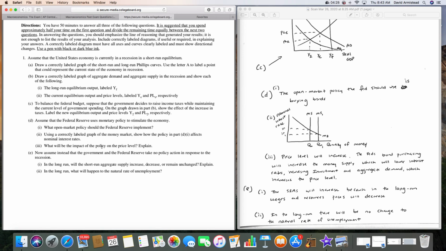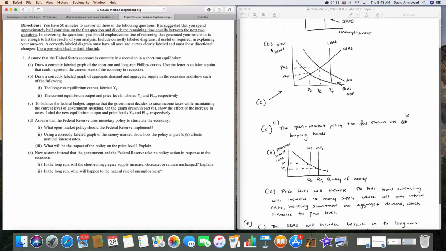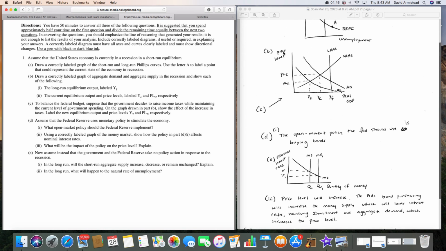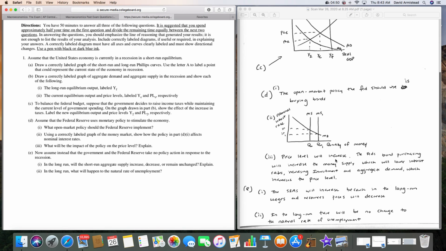What will be the impact of the policy on the price level? Explain. Price level will increase. All right. So you're thinking back to the aggregate demand, aggregate supply model, because that shows us price level, right? And they're saying this change happened on this graph. Interest rates went down. So they're really asking what's going to happen to price level on this graph? Well, price level will increase.